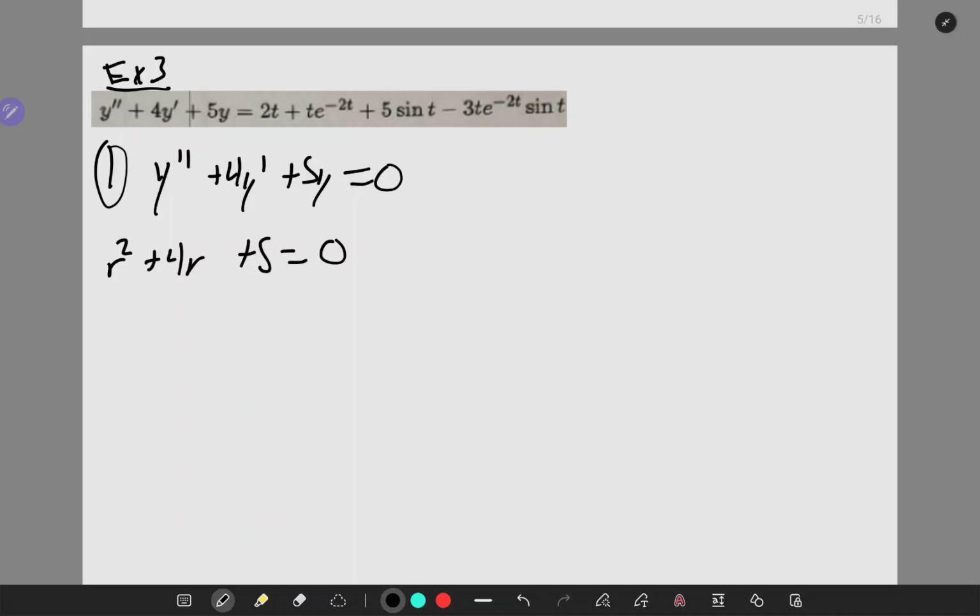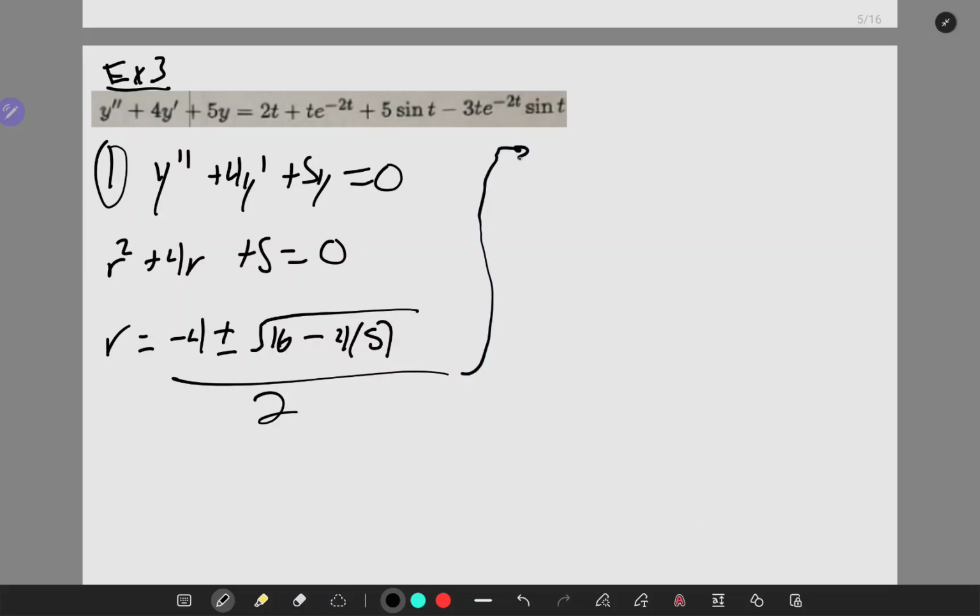Can this factor nicely? I think so. No, I don't think so actually. Nope, it does not. We have to use the quadratic formula. So r is equal to minus 4 plus or minus the square root of 4 squared, which is 16, minus 4 times a, which is 1, times c, which is 5, over 2.